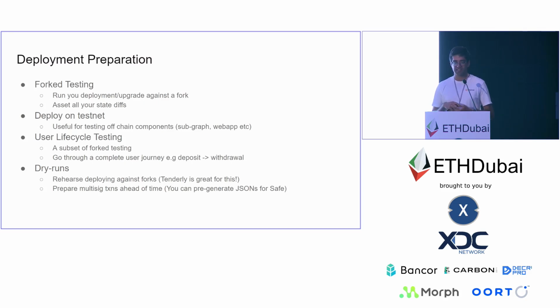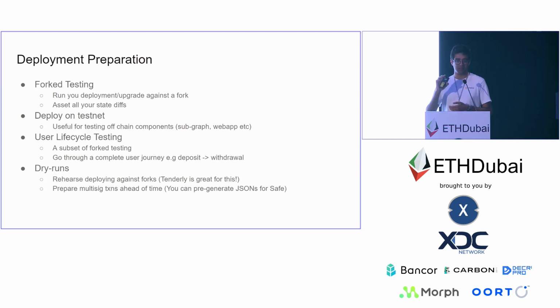And then the thing that takes a lot of time, depending on how big the upgrade is, is what we call dry runs, which I'll get into deeper in a sec. Essentially, rehearsing against forks. Another thing you can do is prepare multi-sig transactions ahead of time. I'm hoping most of you, when you have upgradable contracts, they're not controlled by a single private key. It's usually a multi-sig. There's usually a Safe.